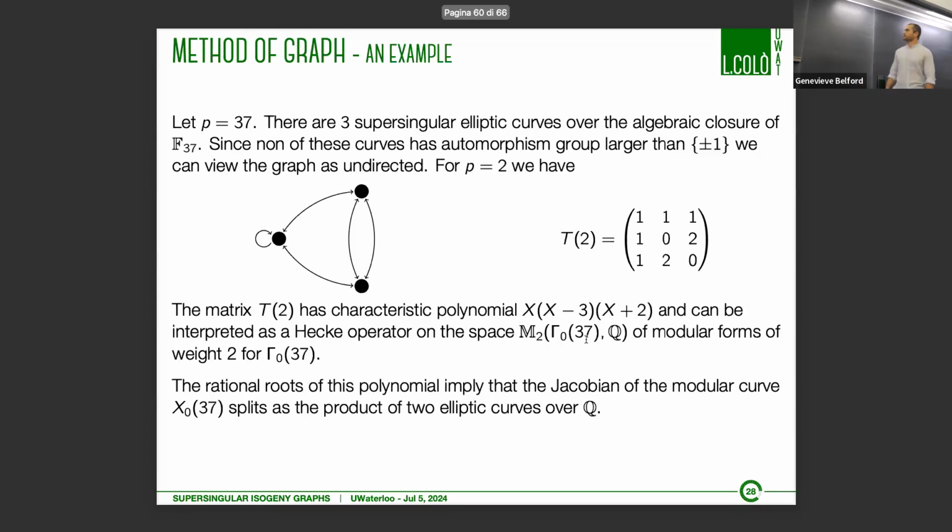So far, what we have done is we have used the supersingular isogeny graph and the knowledge that we have of the supersingular isogeny graph to gain information on modular forms and modular curves. But in fact, you can actually do the exact opposite. You can use the information that you have on modular forms in order to gather information about the supersingular isogeny graph. And in fact, this is something that was already possible, but kind of unfeasible.